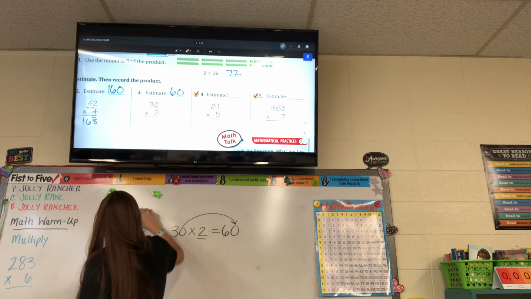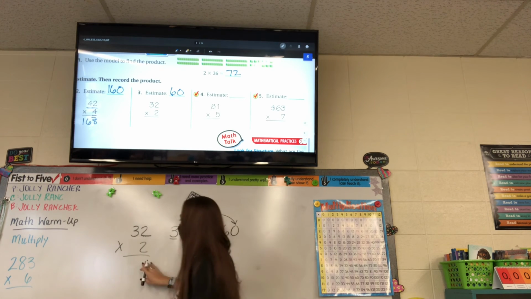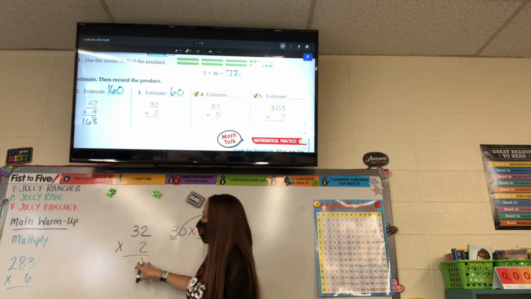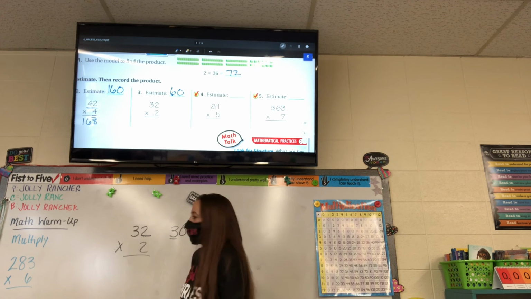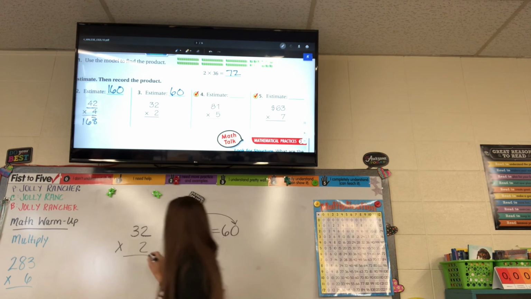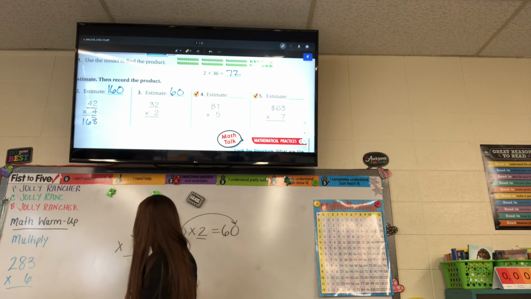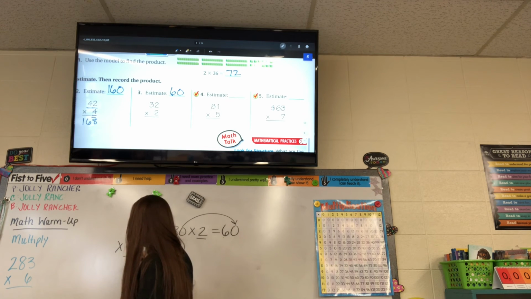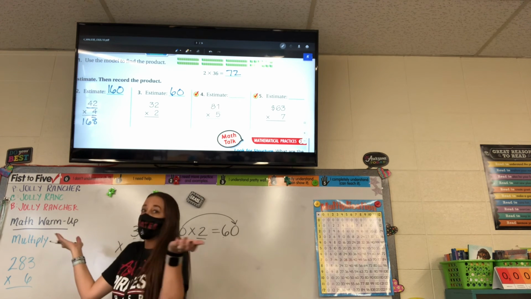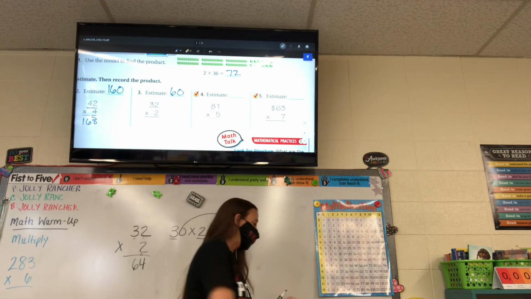All right, Jace, help me out. What do I do first? You round the... Oh, nope, I'm done with the rounding on this one. You multiply the 2 times 2, which would equal 4. Then you multiply the 2 times 3, which would equal 6. So it would be 64.